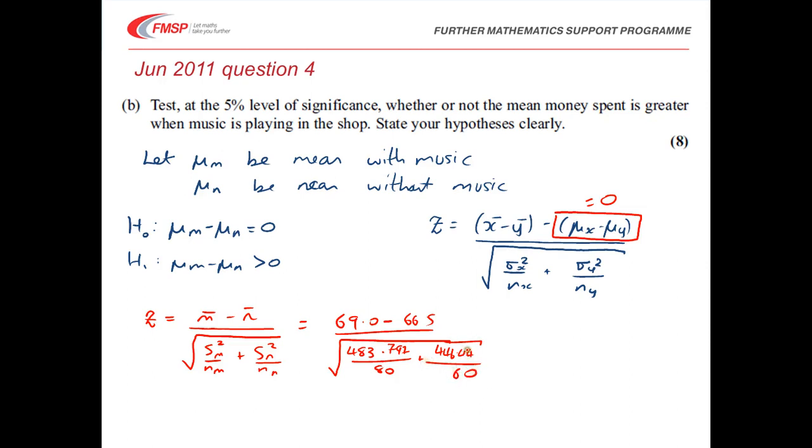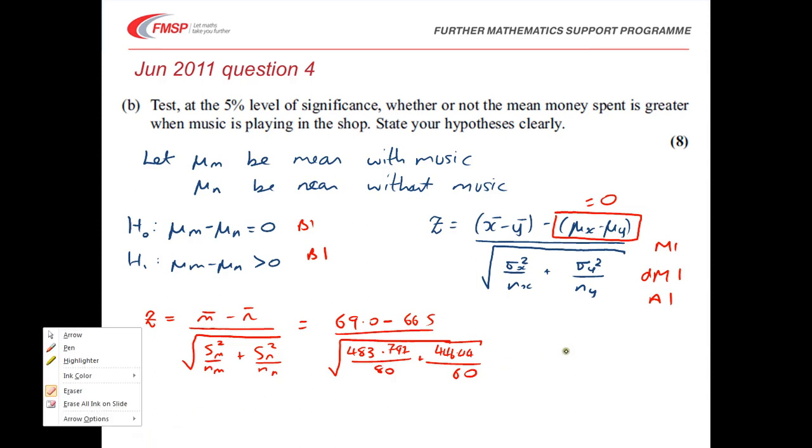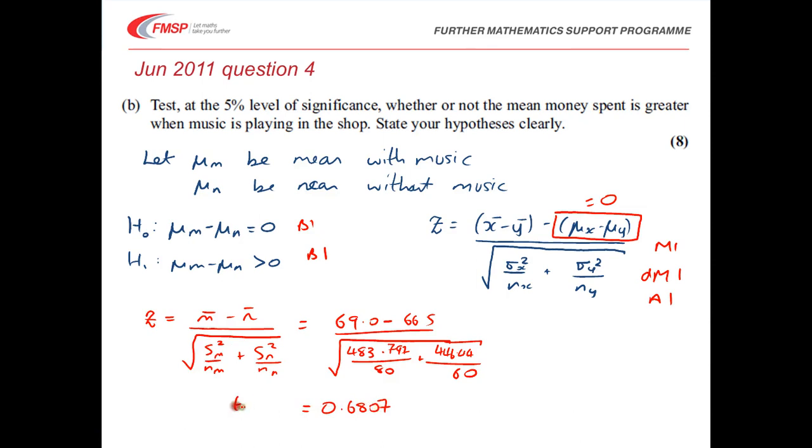Now what I'm looking for here, you're going to get, as always, a B1 for the hypotheses. You're then going to get an interesting combination of method marks. You get a method mark, a dependent method mark, and then an accuracy mark. So your first method mark is for ensuring that you're using the correct form. So for instance, if you transpose the 80 and the 60, you will probably still get your method mark. If you do something like squaring it or square rooting it by accident, you will lose that method mark. So it's very important that you are able to set this thing up correctly. Anyway, if we calculate this, this is going to give me a value of 0.6807, and this would be your test statistic.